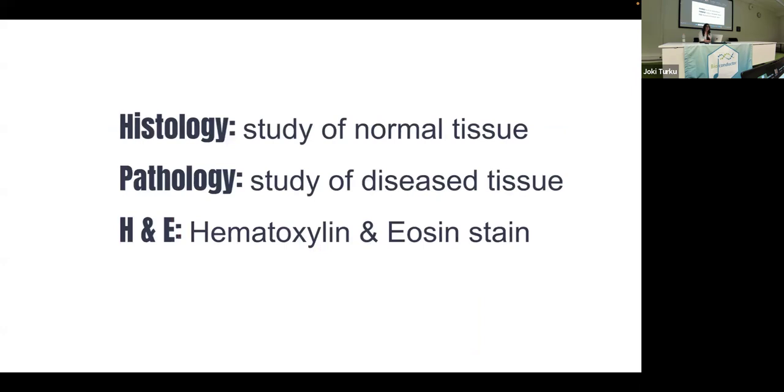Histology is the study of the normal tissue, and pathology is the study of the diseased tissue. So histology plus pathology make histopathology, the name that you usually know. And H&E is the stain in which you can find these images, the hematoxylin and the eosin. For example, with the purple you can see the nuclei, and the pink is all around.